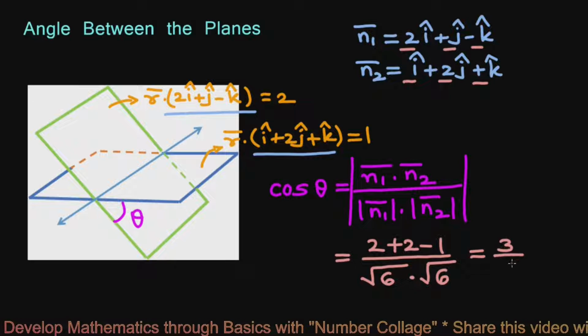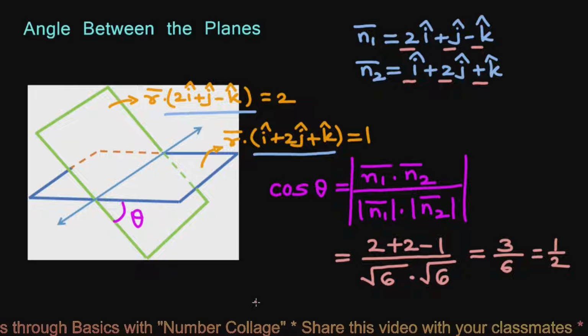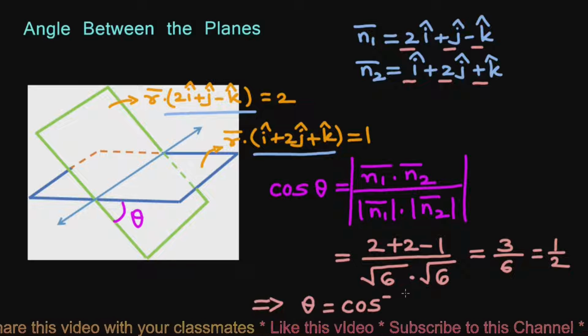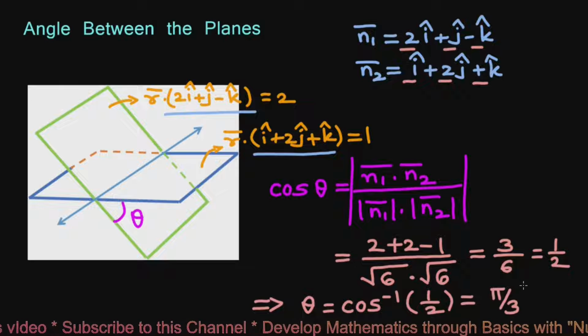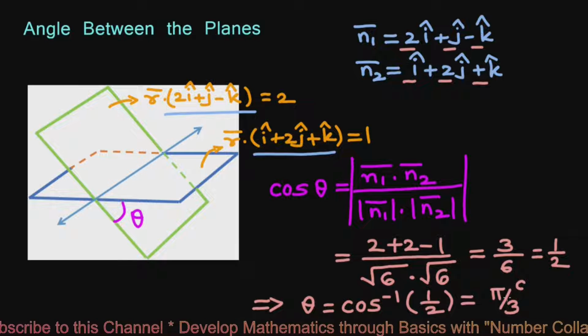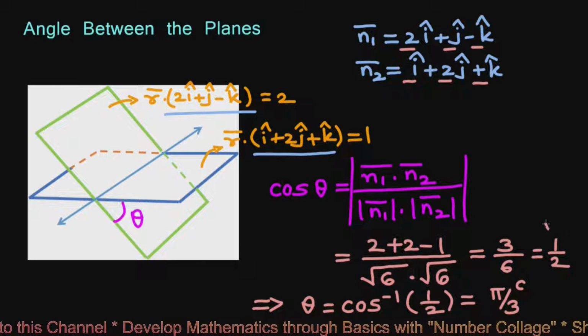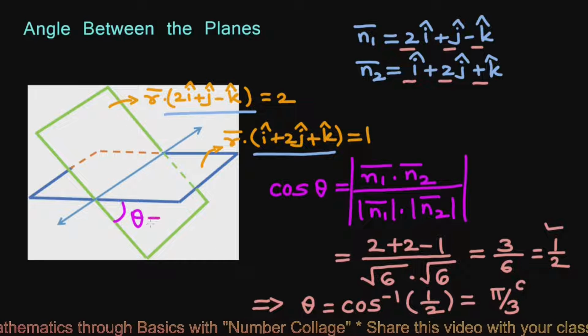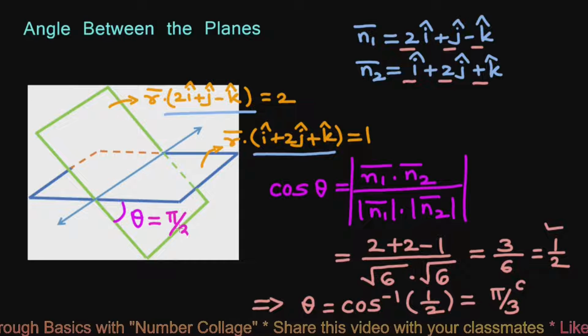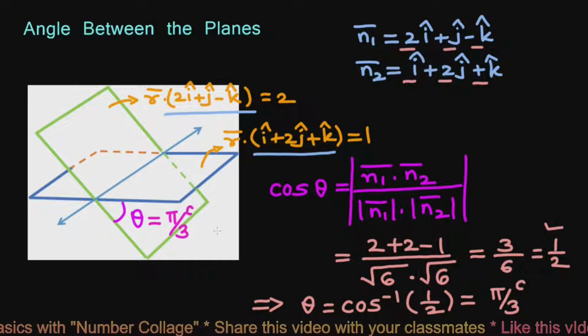So we get 3 upon 6, or half, which implies theta equals cos inverse of half, that will be pi by 3 or 60 degrees, because cos 60 is 1/2. So the angle between these two planes, theta, is pi by 3 radians or 60 degrees.